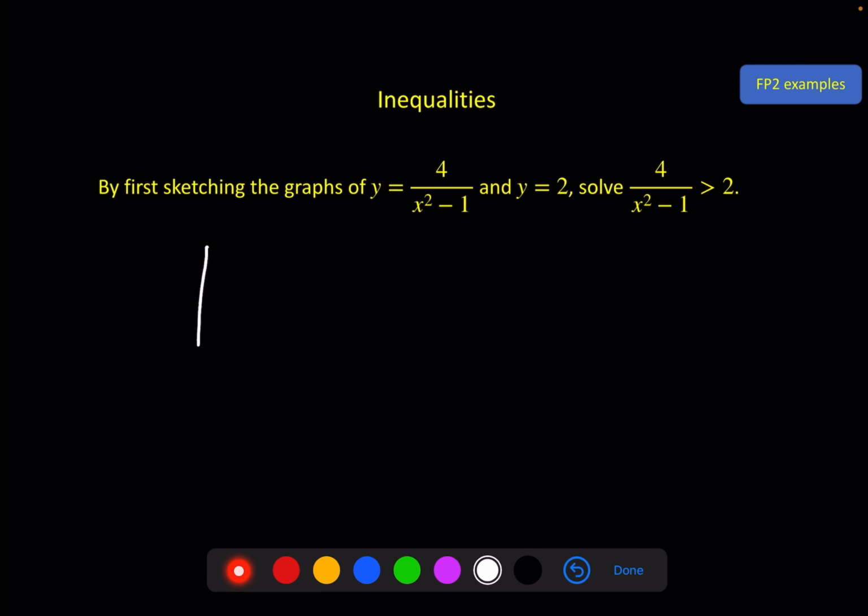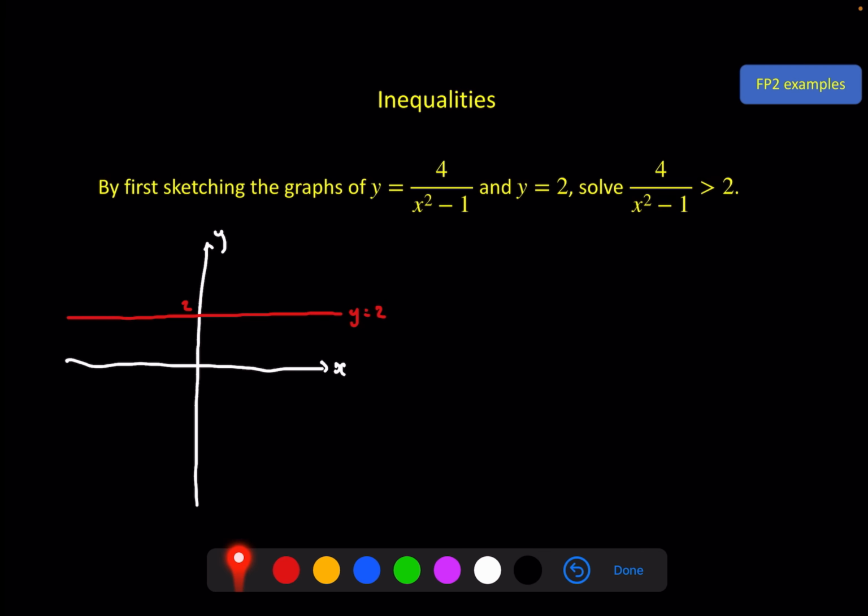So let's get the easy one done. Y is equal to 2. I'm going to put that here. And then we need to go through our graph sketching skills again. So let's think. This cannot be a 1, because otherwise the denominator would be 0. But it also cannot be a minus 1 for the same reason. So we've got two asymptotes straight away at 1 and minus 1.